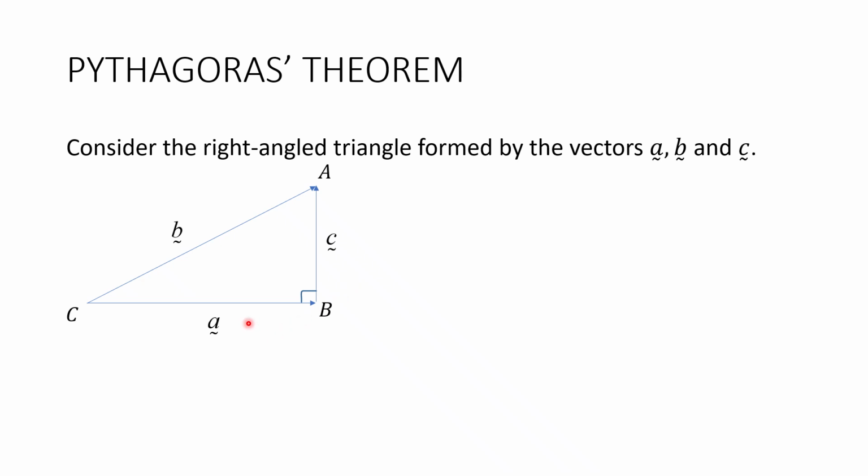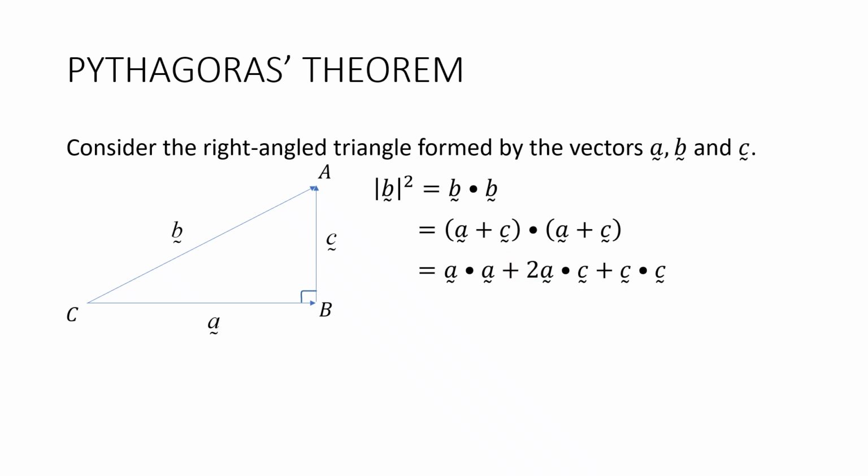So let's start with what we want. The magnitude of B all squared must be equal to B dot B. But vector B is the same as vector A plus vector C. Expanding that out, I'm going to get A dot A, which is the magnitude of A all squared, plus 2 times A dot C, plus magnitude of C all squared. But what is this? Because A and C are at right angles, the dot product is 0.